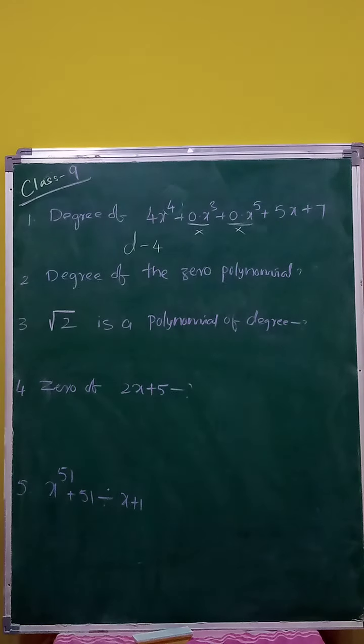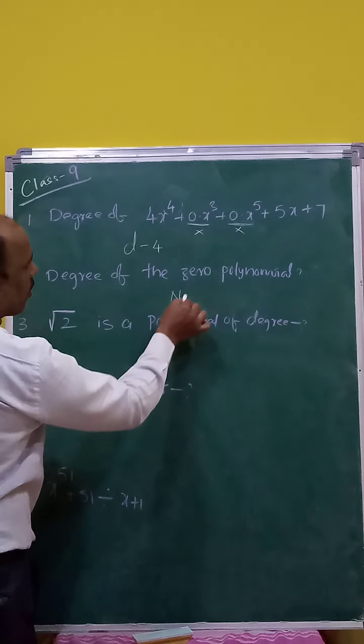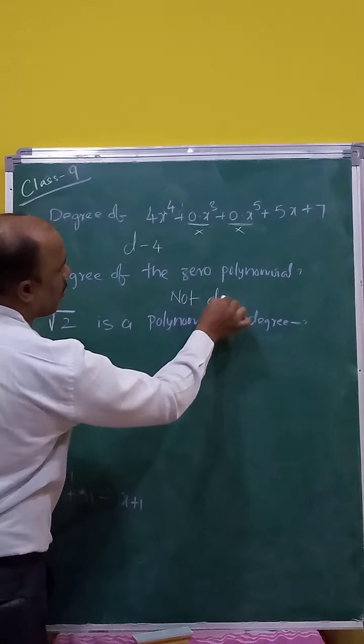Now come to the degree of the 0 polynomial. In the 0 polynomial, nothing is there. That's why we can't define it; it is not defined.